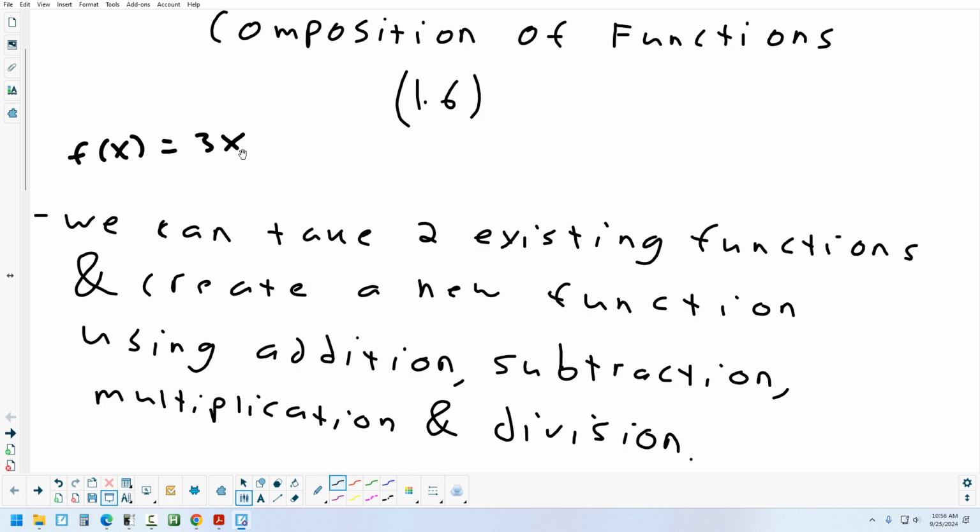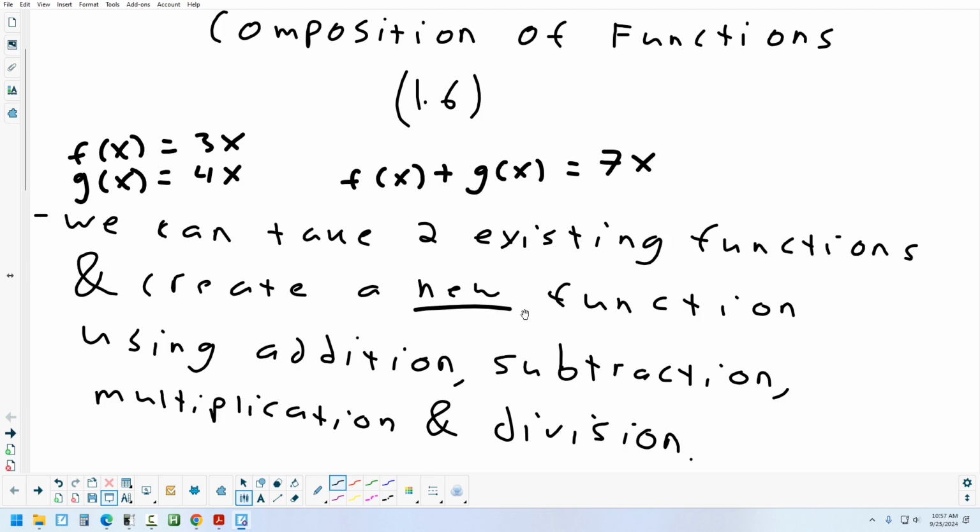Say I had function f of x and it was 3x. I have another function g of x and that's 4x. And I said for you to combine those together to create a new one by adding them. So in other words, I want you to find this. What would f of x plus g of x be based on those two formulas? 7x. Yeah. So 7x is a new function that I created by combining the two that I had together. Specifically, that was with addition.